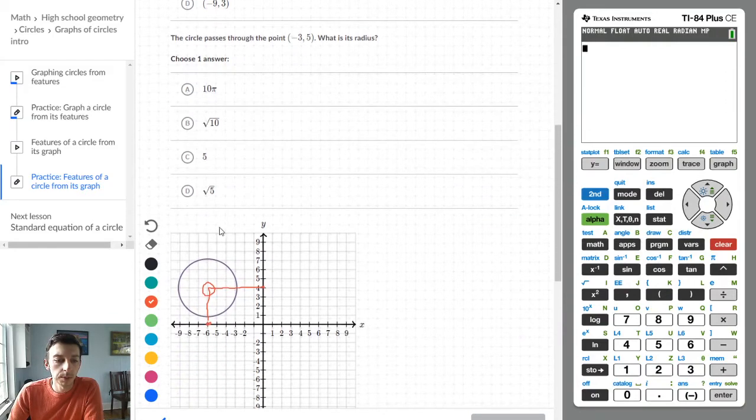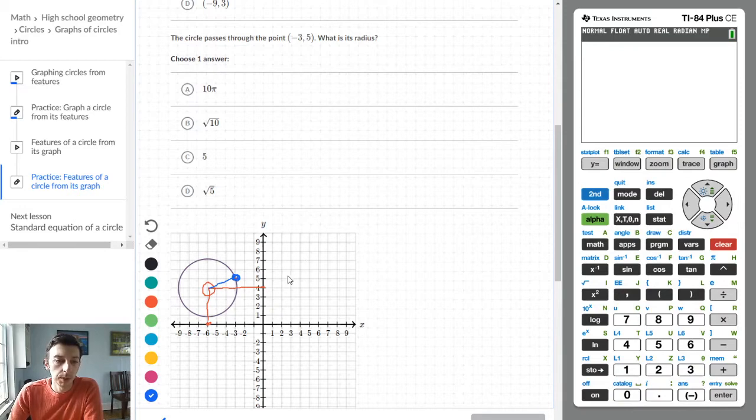Now it says the circle passes through the point -3, 5. What is the radius? -3, 5 is up here, and I can even do that in blue so it's a different color. It's right up here. That's where that point is. So it's asking us for the radius. The radius is the distance to the center of the circle.